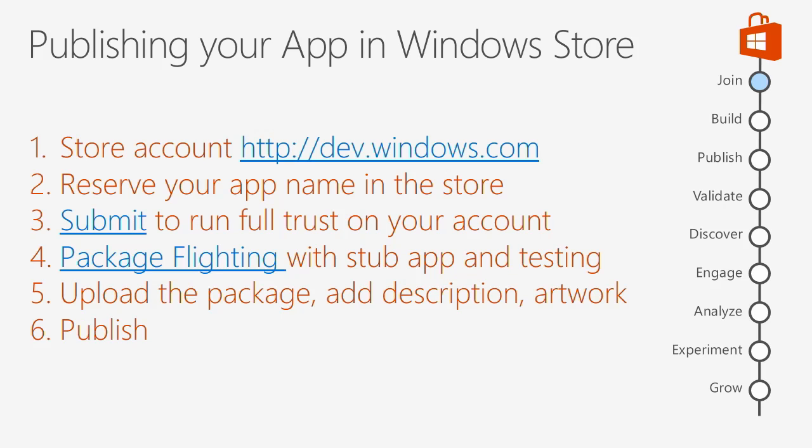The first of which is that we recently added package flighting as a capability into the store. So if you're interested in doing A/B testing, or in being able to run alphas and betas, and actually flight your application versus sending it to everyone in your corporation or out to the public, you can do that using package flighting. You'll upload the package and add the description and the artwork, the same as you would do for any UWP application to publish.